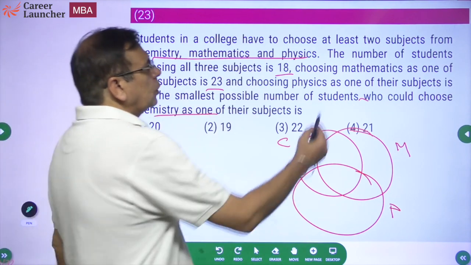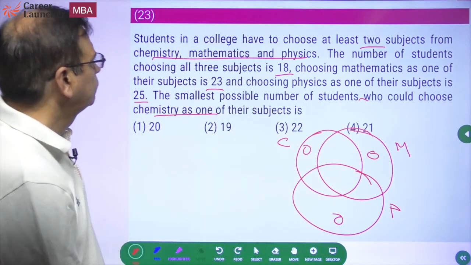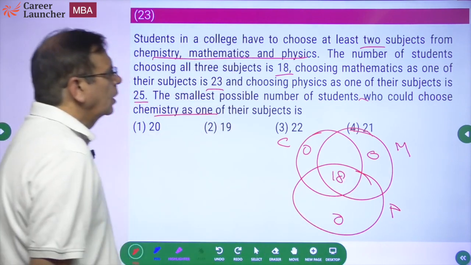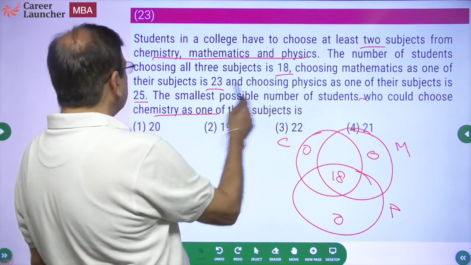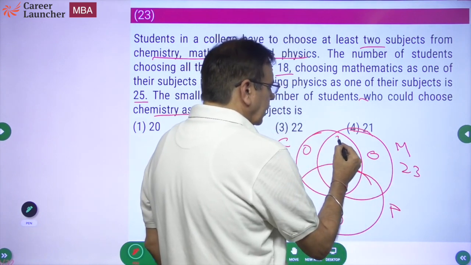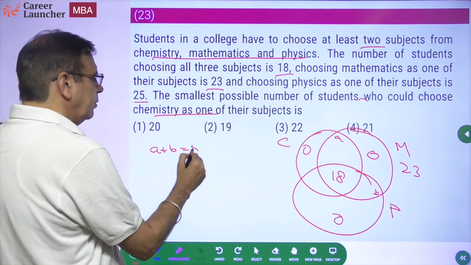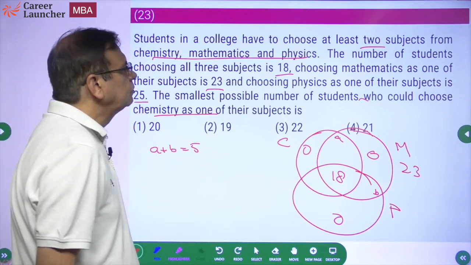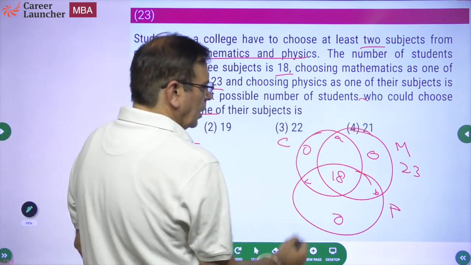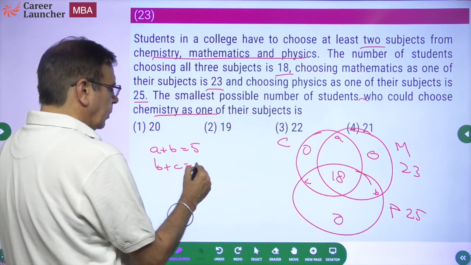A student has to choose at least two subjects. That means only chemistry, only maths, only physics has to be 0. Okay? The number of students choosing all three subjects is 18. Choosing mathematics as one of the subjects is 23. So if mathematics is 23, and I say this is A and this is B, does it not mean A plus B should be equal to 5? Because 18 are already present. Choosing physics as one of the subjects is 25. That means physics has to be 25. That means B plus C will be 7.